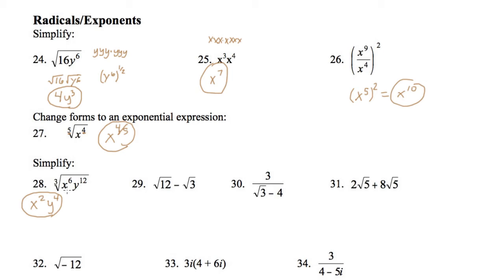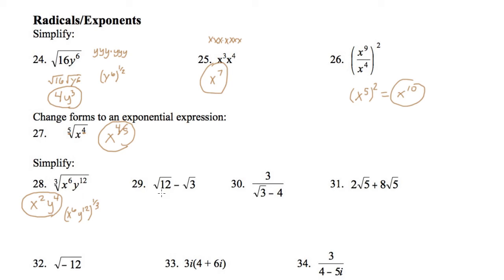Another way to think about that is to change this from radical form to exponent form, and that would give us x to the 6th, y to the 12th to the 1/3 power. And then you could multiply your exponents here. 6 times 1/3 is 2, so that'd be x squared. And 12 times 1/3 is 4, so that'd be y to the 4th. X squared y to the 4th.